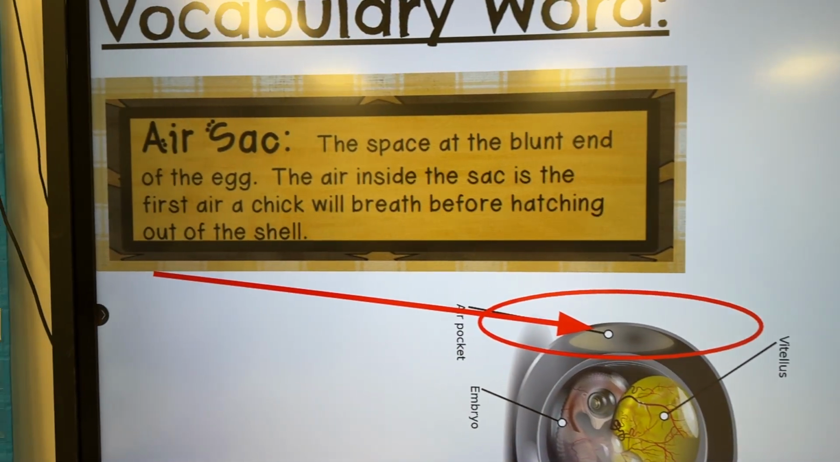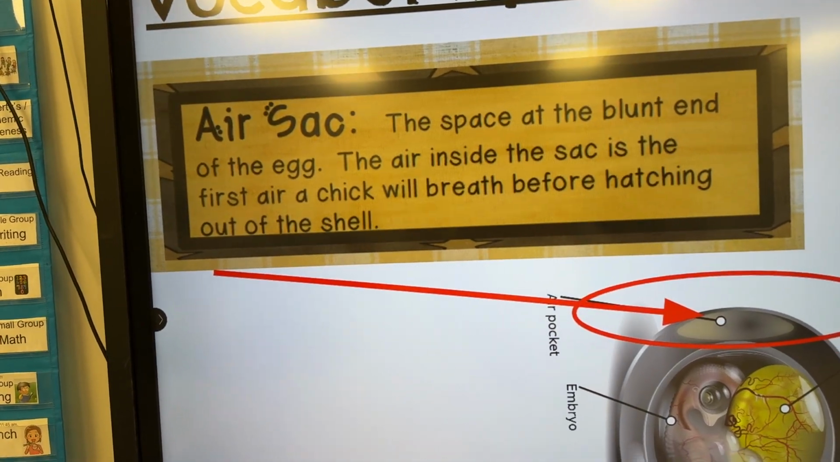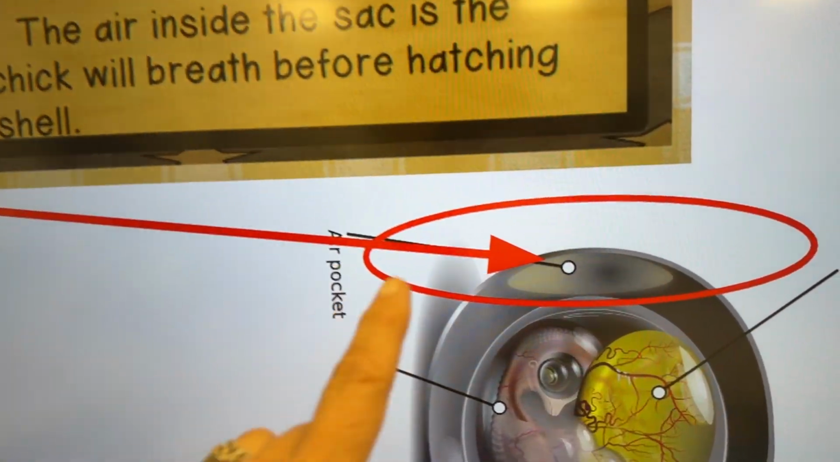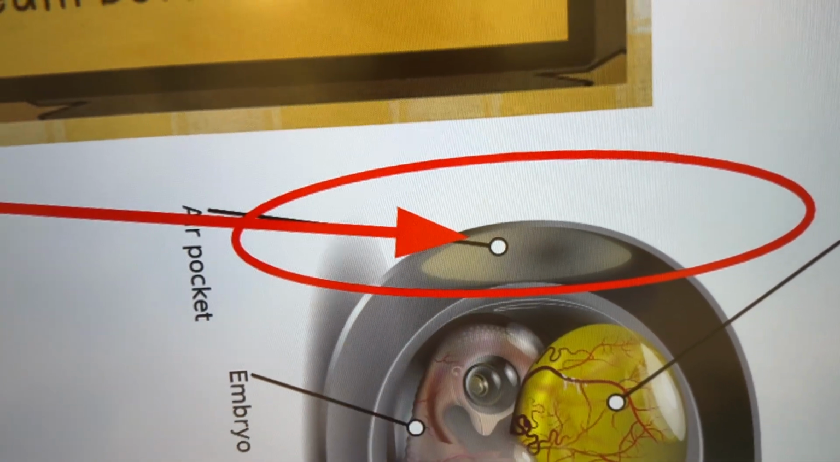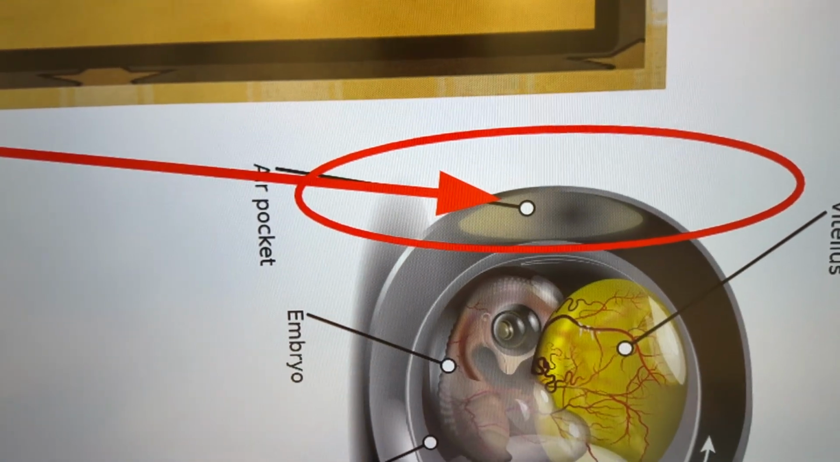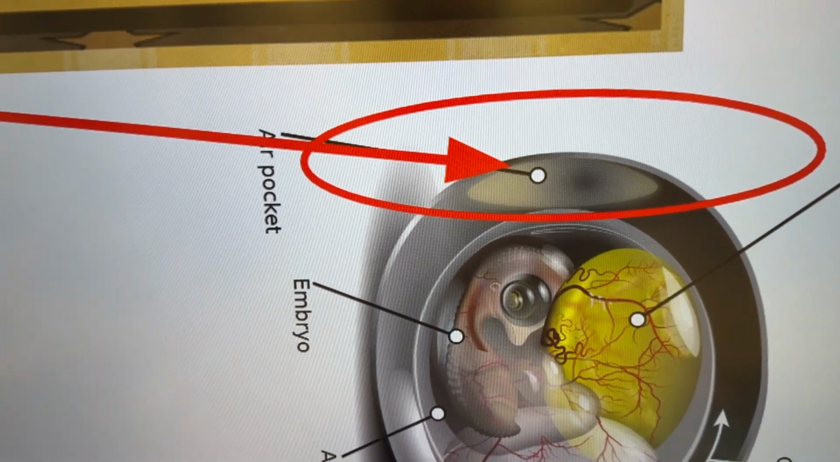Today we're going to talk about the air sac. The air sac is a pocket of air that sits right here at the blunt end of the egg, and the air inside the sac is the first air that a chick will breathe before hatching out of the shell.